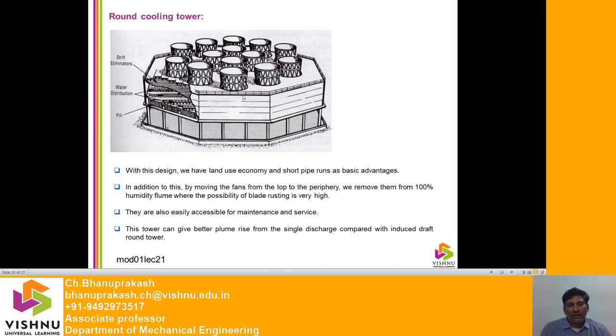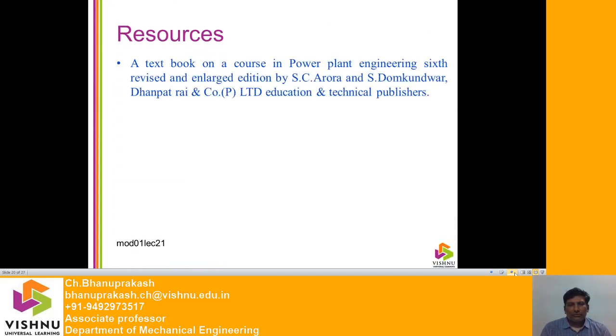This tower can give better plume rise from the single discharge compared with the induced round tower. This is regarding the round cooling tower. I did this entire video using this particular resource. That's all for today. Thank you.